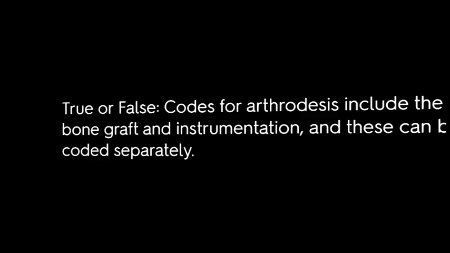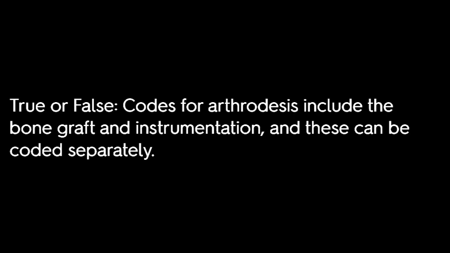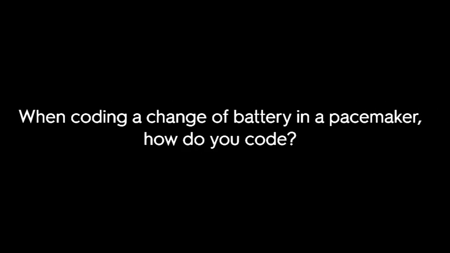What two items are needed to correctly code for local treatment of burns? Percentage of body surface and depth of burn. Incision and drainage codes are divided into subcategories according to what? Condition for which the procedure is performed. True or false, codes for arthrodesis include the bone graft and instrumentation, and these can be coded separately. True. When coding a change of battery in a pacemaker, how do you code? Both the removal and the reimplantation are coded.